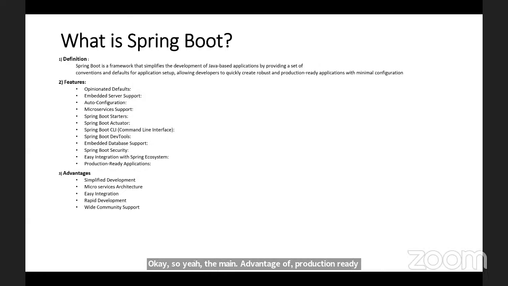What does production-ready application mean? You no need to worry about all the configurations, like creating the beans and loading them into the application context, and providing external configuration for the data source and all. As the first point I said, it's opinionated defaults, right? It looks into the configurations and the classpath, the pom.xml, and it will do some configuration. So these are the features Spring Boot provides.